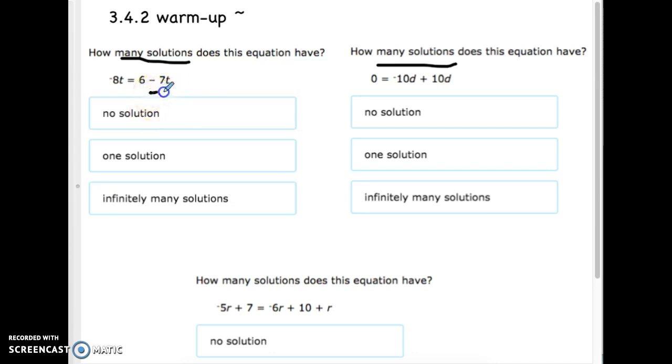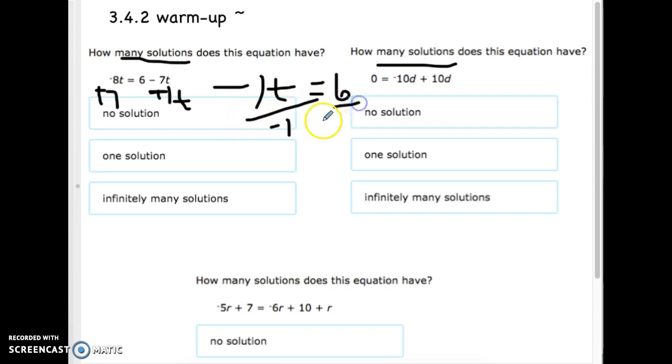So I'm just going to go ahead and add this 7t to the other side. Sorry, my writing's not the best right here. When I add 7t to the other side, I get negative 1t. And negative 1t equals 6, so when I divide by negative 1, you can see I get one solution. My solution is negative 6.